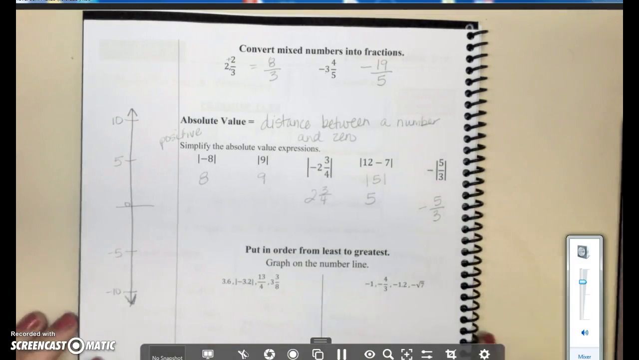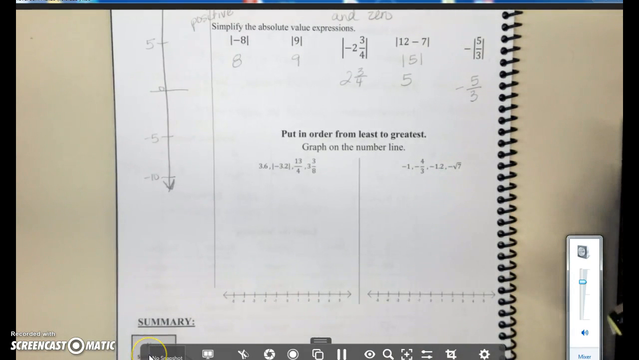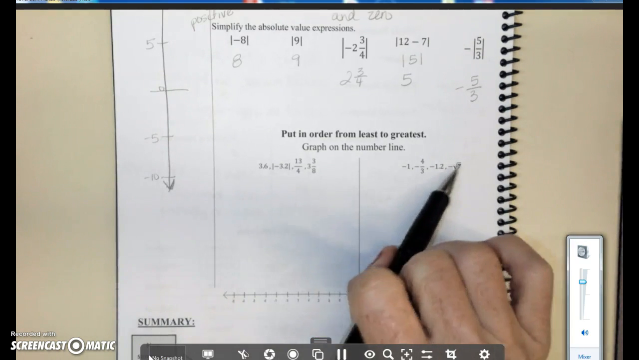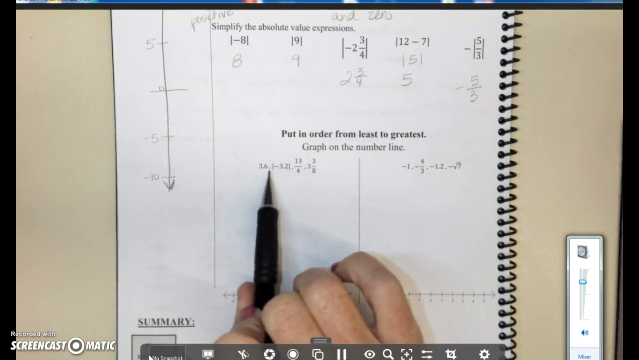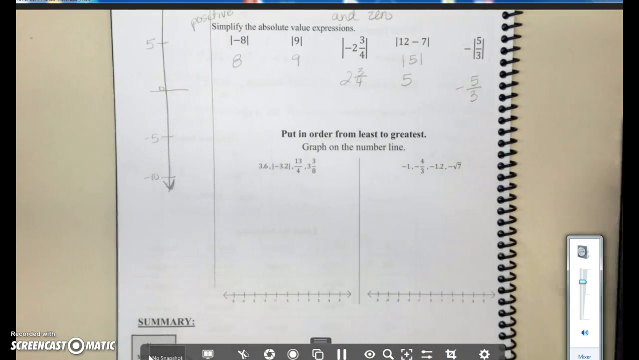Okay? So now let's try some of these, and we're going to put them in order from least to greatest. And just like we used to do with putting decimals and fractions in order, now that we've added in negatives and positives and absolute value, I want you to put them all in the same form. So much easier to deal with. Okay?